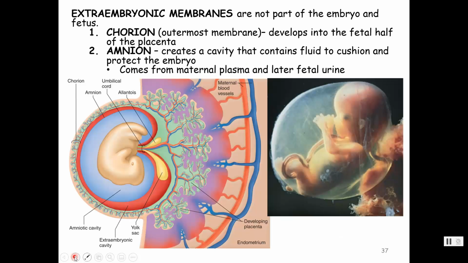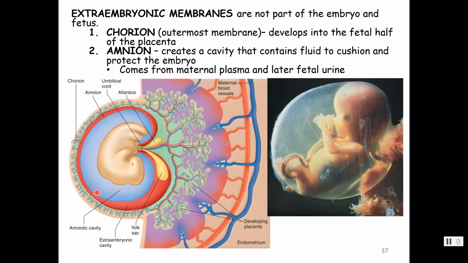All right, so we have the chorion, this outermost membrane right here. These are what are called the chorionic villi, and that's the fetal part of the placenta. So right here, chorionic villi, the outermost layer. And then this clear layer is called the amnion, and that's shown here in the blue.